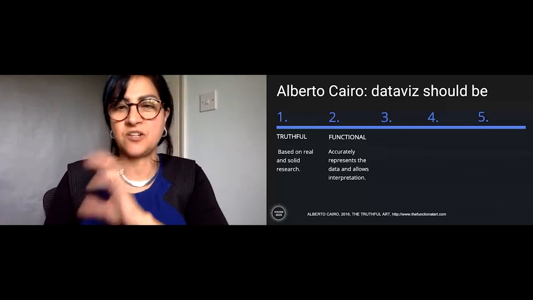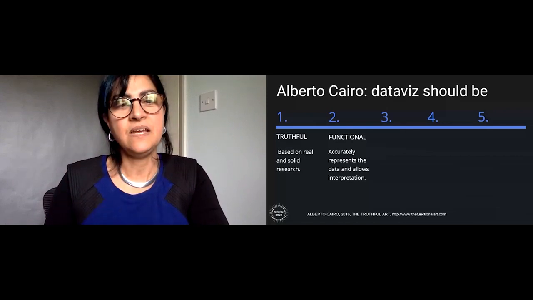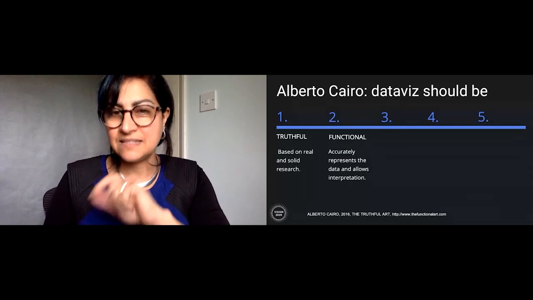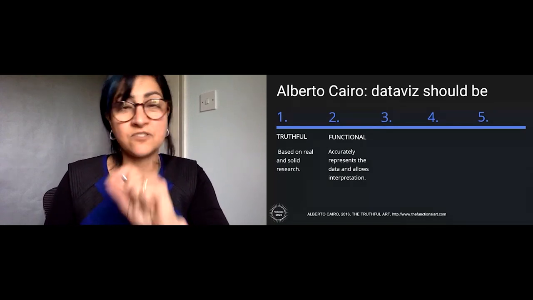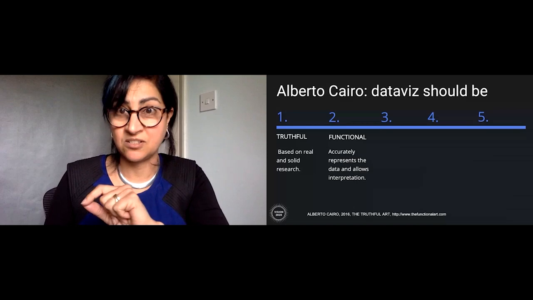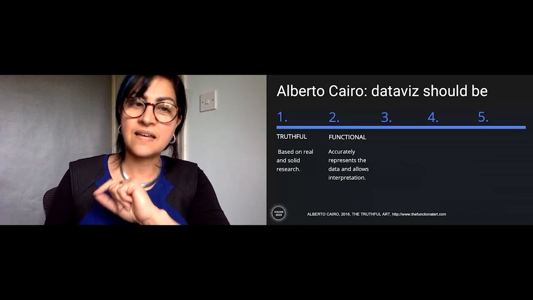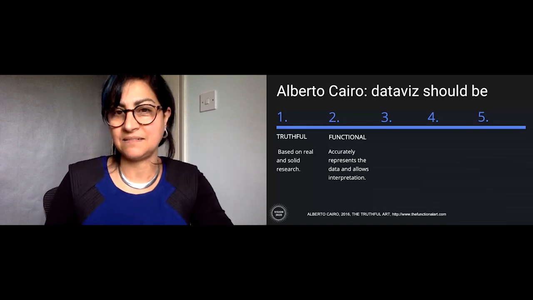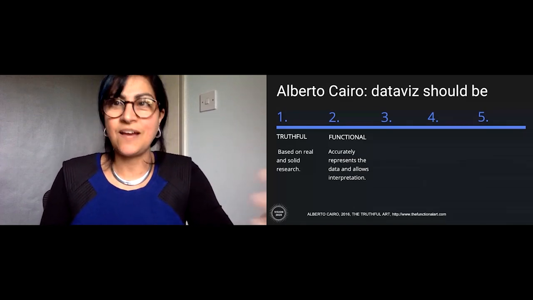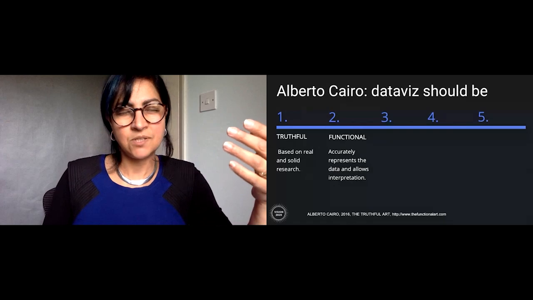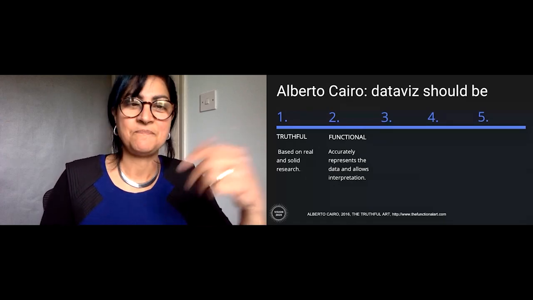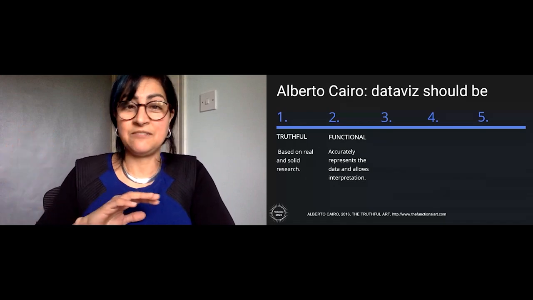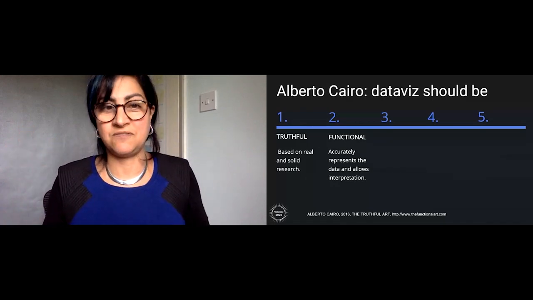So let's talk about the five qualities of a great visualization. The first, they have to be based on real and solid research. The data has to have provenance. You have to know what you're measuring and who you've measured and what you've measured. Second, the data visualization has to accurately represent that data to allow interpretation. You have to be able to understand it quickly and accurately. The pies from Alabama that I showed earlier, for example, completely flout the first two rules of this completely.